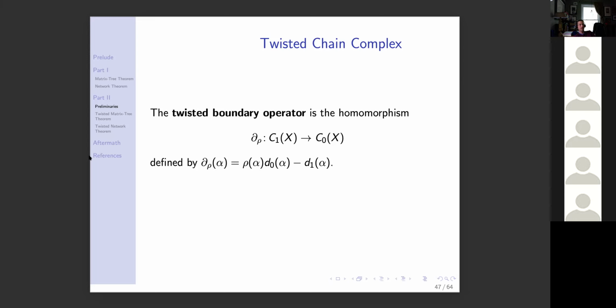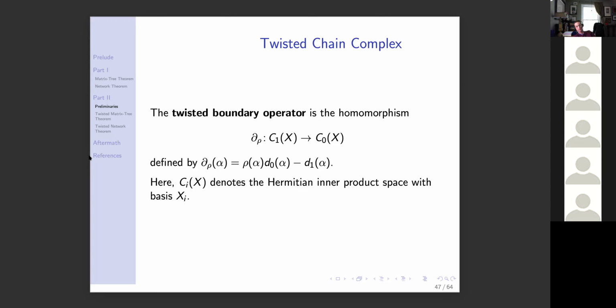You multiply the initial vertex by the complex number provided by the value of the line bundle on the edge, and then take the difference with the other end of the edge. Here, Ci of x denotes the Hermitian inner product space with basis xi. When I say Hermitian inner product space, I mean a complex vector space with a complex inner product. So when you reverse the order of the inner product, that changes the value of the inner product by a conjugation.